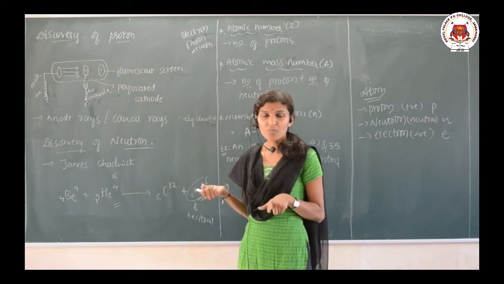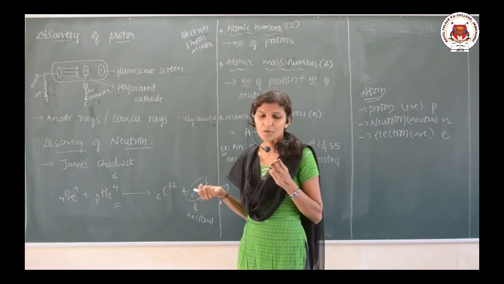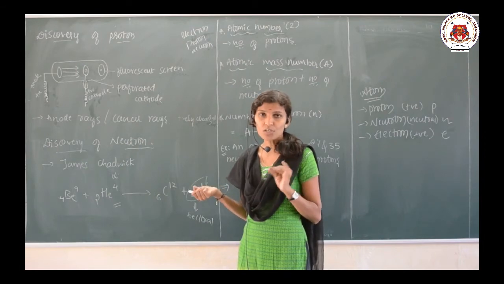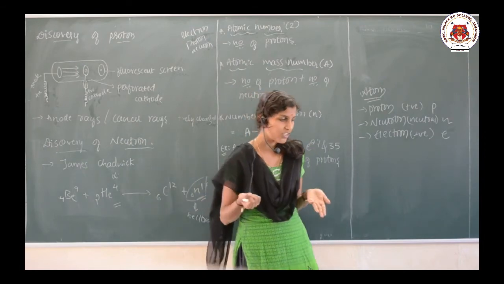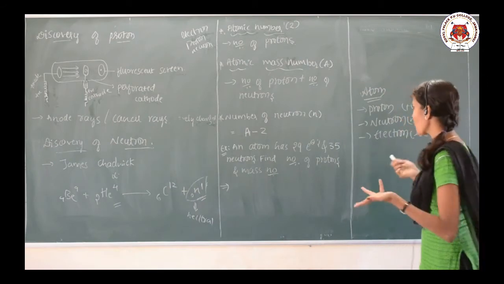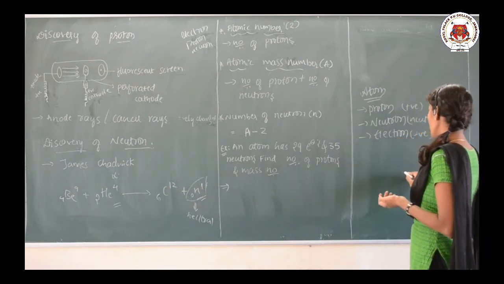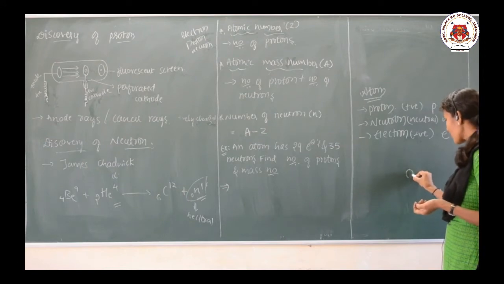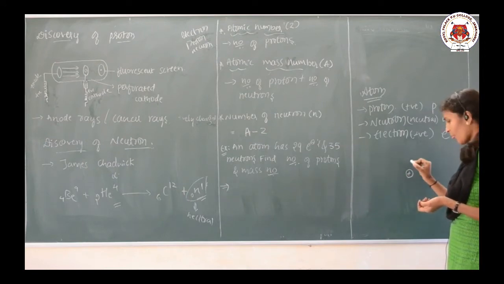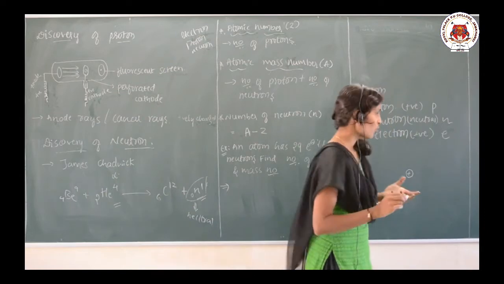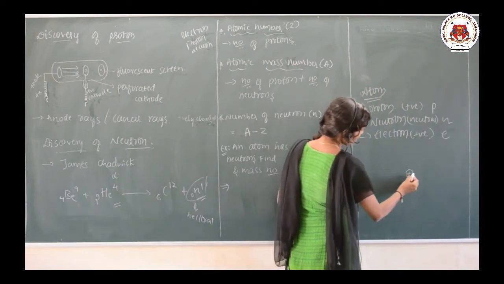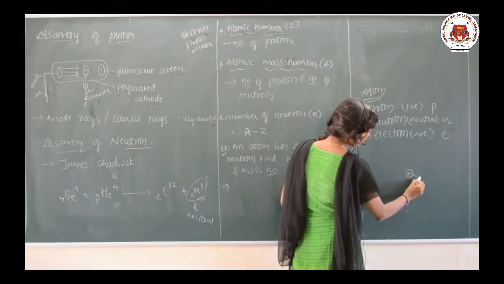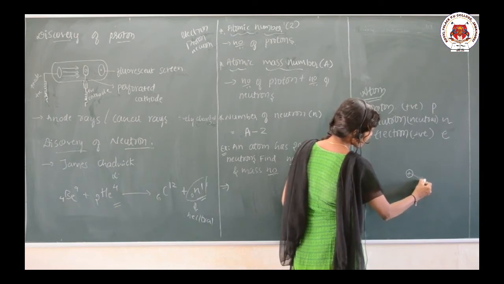So an atom consists of three subatomic particles: proton, neutron, and electron. So how is the structure of an atom? See here, now we understood these three are present. In any atom, the positively charged nucleus will be there. This positively charged nucleus consists of the proton and neutron.